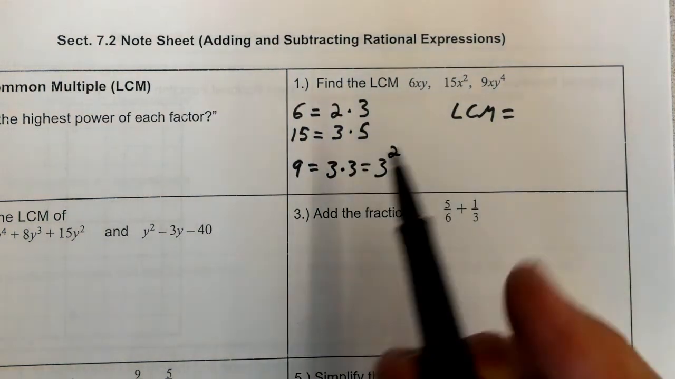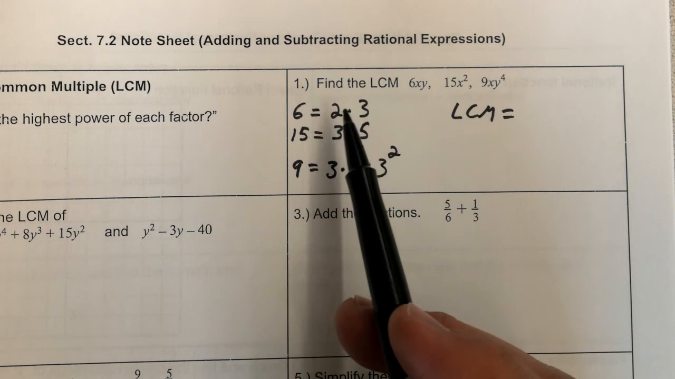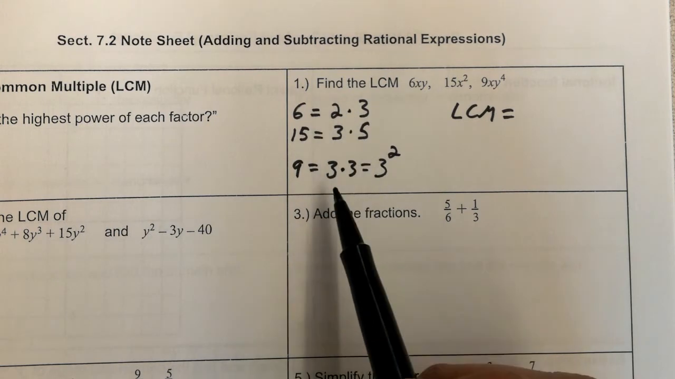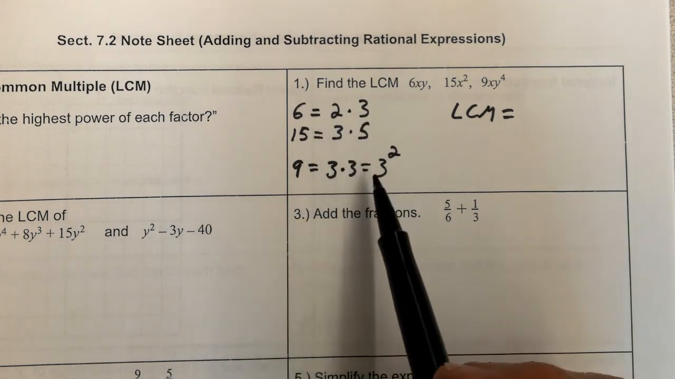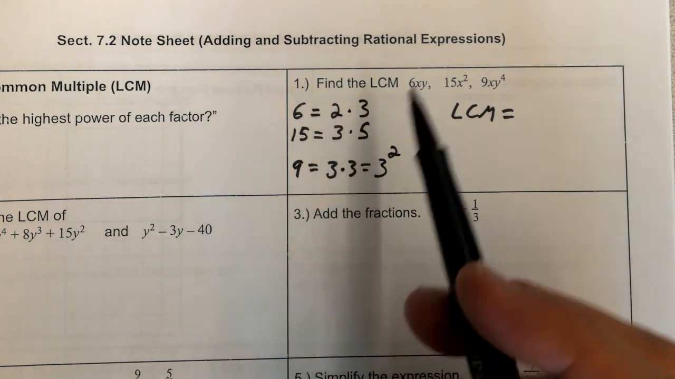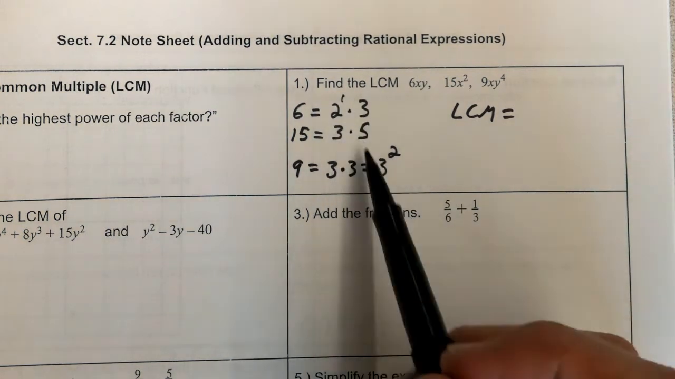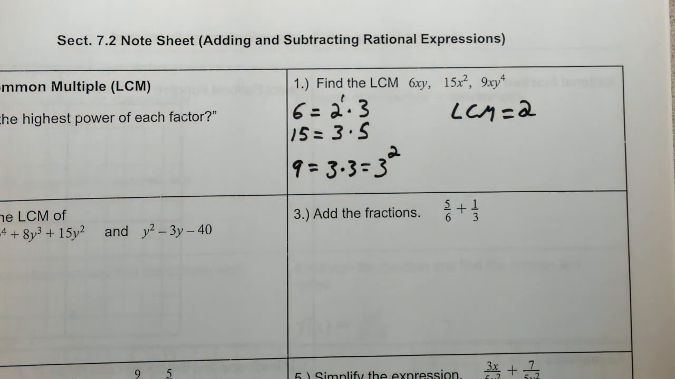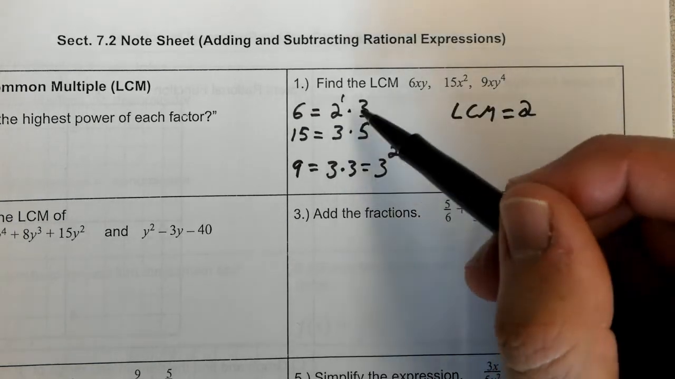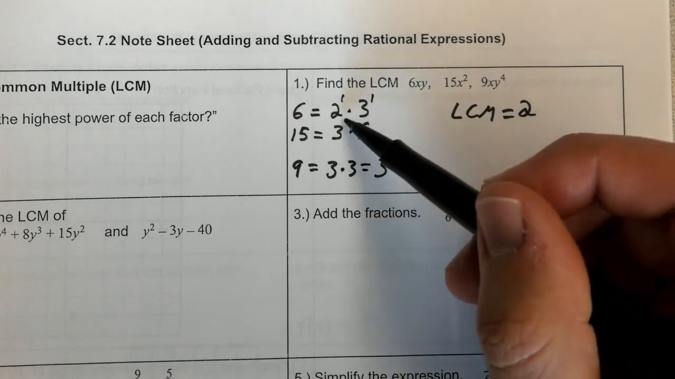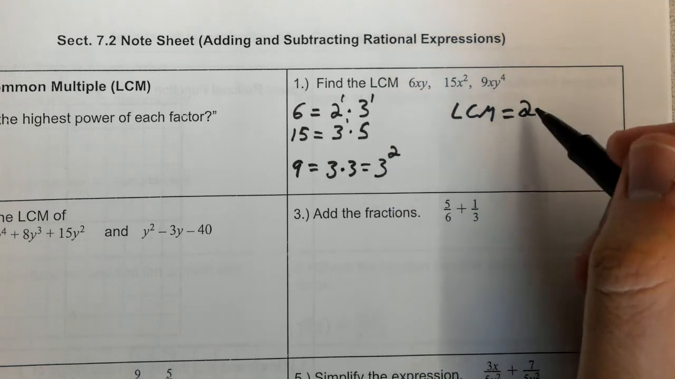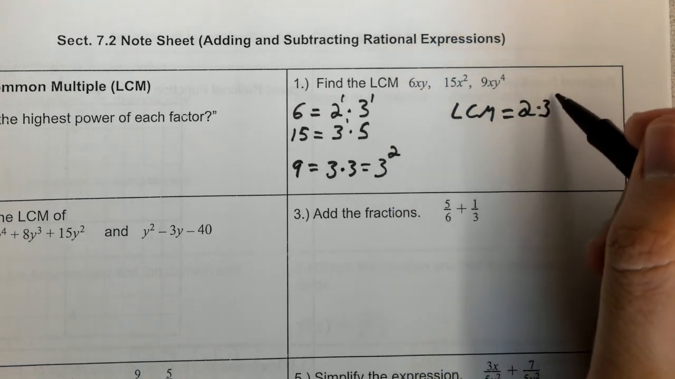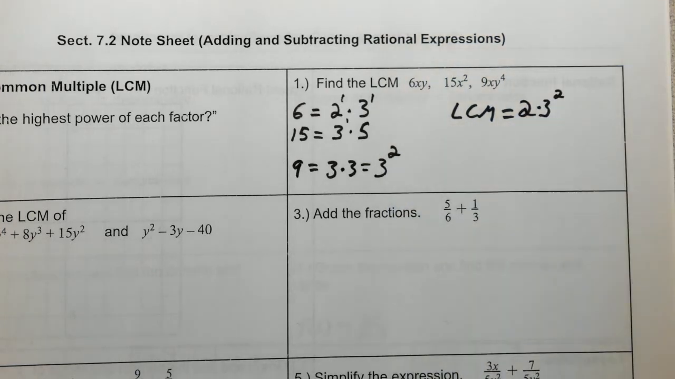Okay. So then I go through each number, and I find the highest power of each factor between all of the factors. So I have 2 to the 1, and there's no other 2's. So the highest power of 2 is 2 to the 1. So there's got to be a 2 to the 1 power in the LCM. Then I look at 3's. I have 3 to the 1, 3 to the 1, and 3 squared. I'm going to take that 3 squared. That's going to be the highest power of 3 that shows up.